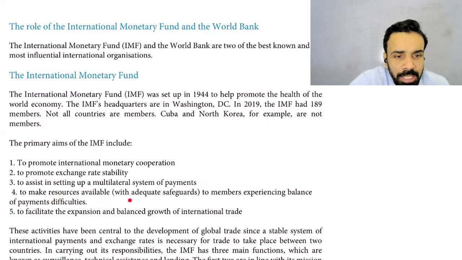Here, to make resources available to members experiencing balance of payment difficulties. Now, look, in Pakistan you must have heard that multiple times, like over 20-25 times we've gone to the IMF. The IMF gives us a plan. Once we enter the IMF program, we know that, you know what, now we are safeguarded. That means the IMF is going to give us money. All we have to do is follow their procedures, whatever they're saying. And if we continue to do that, we will have funds available. Okay. And then they can basically help when the economy is growing too.